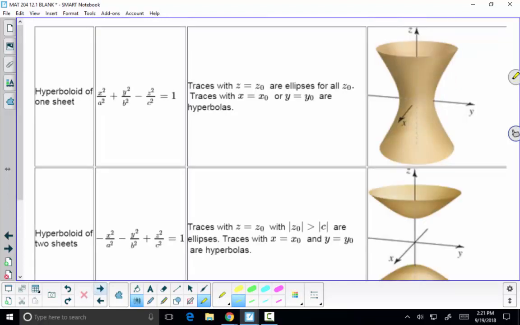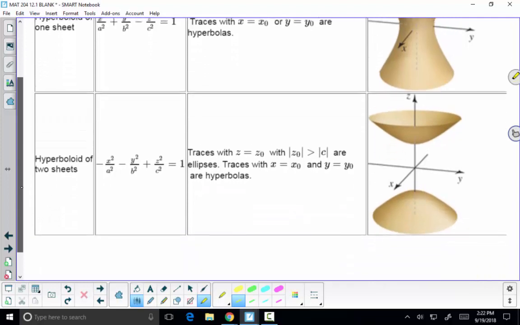Next one is the hyperboloid of one sheet. It's the one that looks like the nuclear tower. And the traces, like we just saw, are circle, hyperbola, hyperbola. So you've got hyperbolas in the XZ plane and the YZ plane, but in the XY plane you have a circle or an ellipse. They tell us right over here what the different traces are.